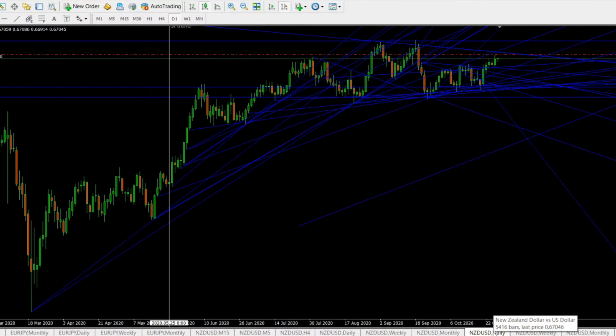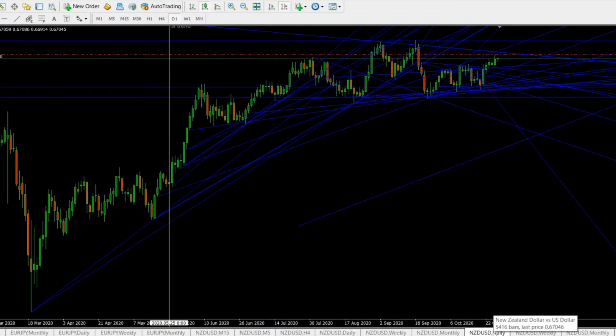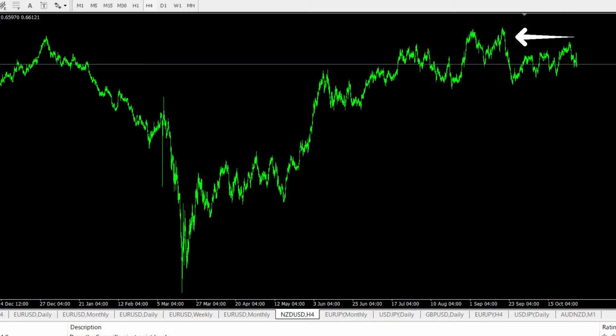Now, this is where it gets interesting. That same double top on the 4-hour chart is legitimate. For the 4-hour trend is in fact in a long trend. So at this point in time, I'm thinking the daily is poised for a long run, but the 4-hour is poised for a short run.